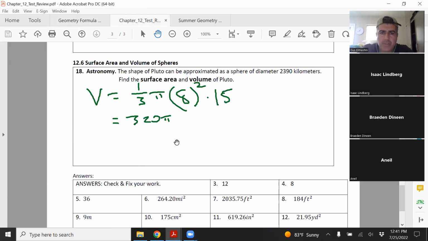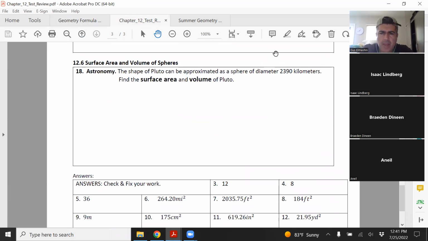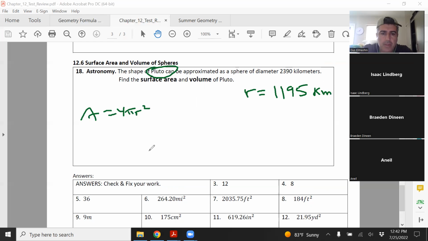And finally, 18 is about astronomy. They say that you have a diameter of 2390 for the shape of a planet, Pluto. So the radius is half of that, which is 1195, if I'm not mistaken. Yeah. Kilometers. So the surface area is 4 pi r squared. And the volume is 4/3 pi r cubed.